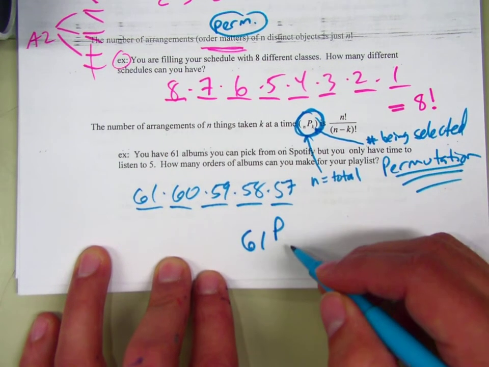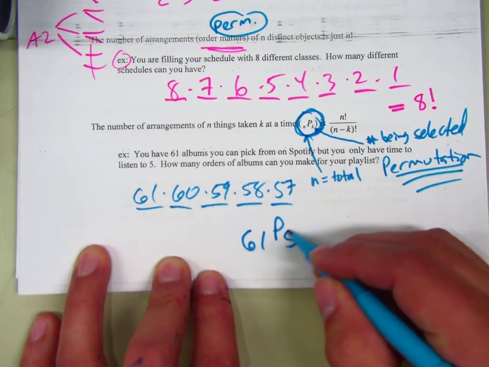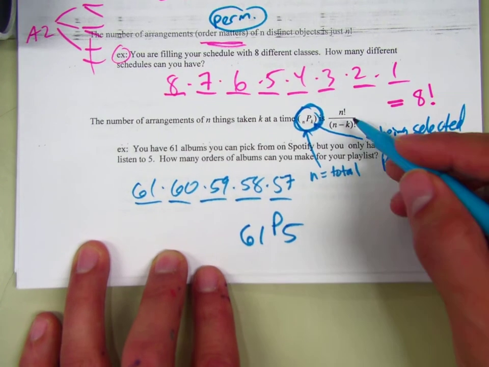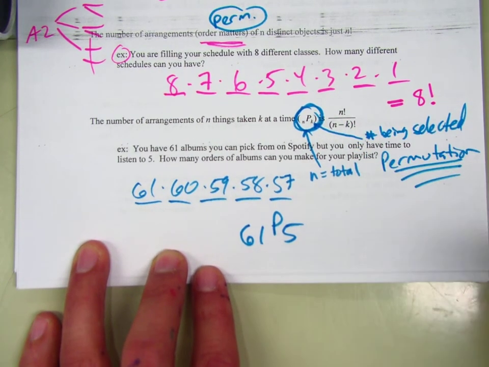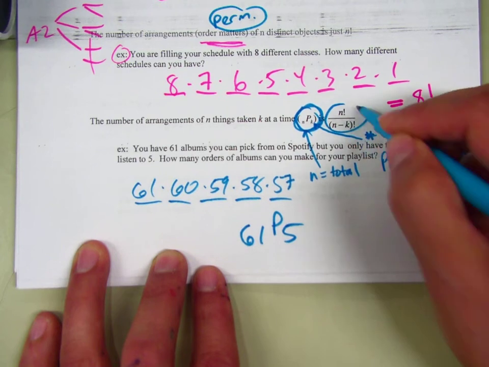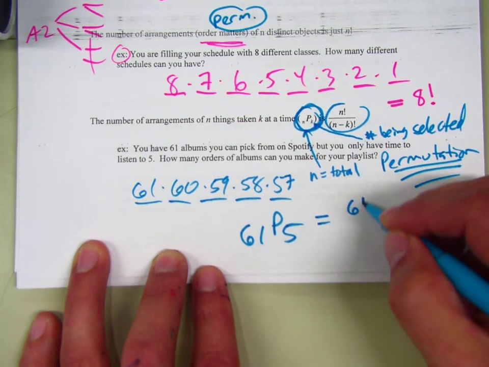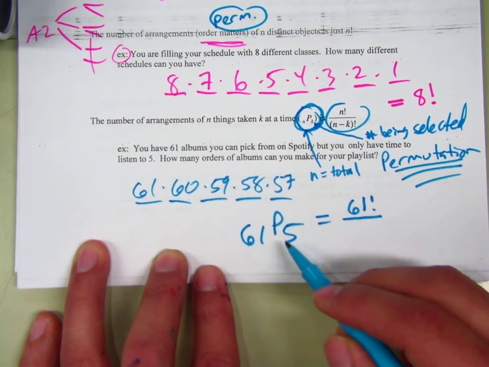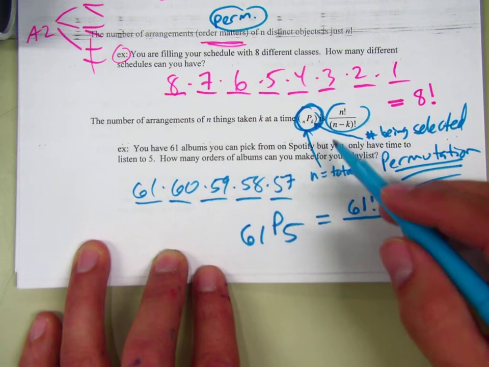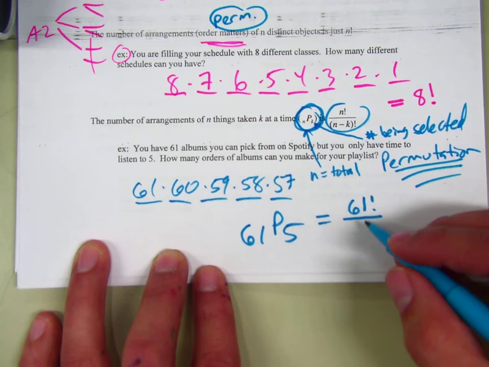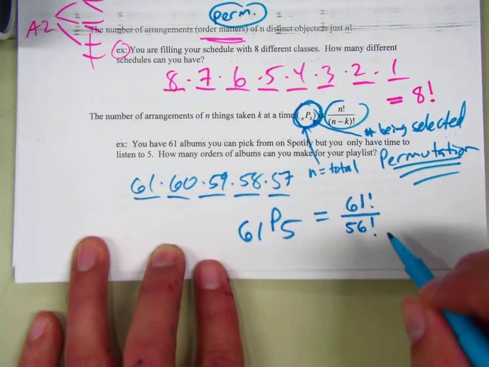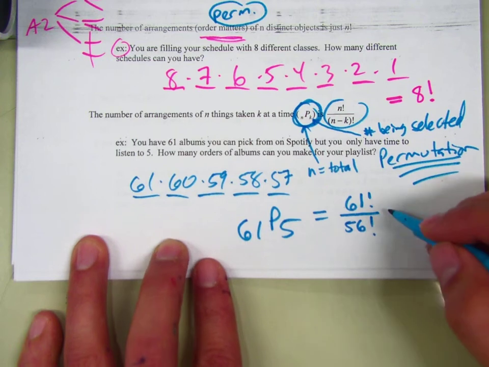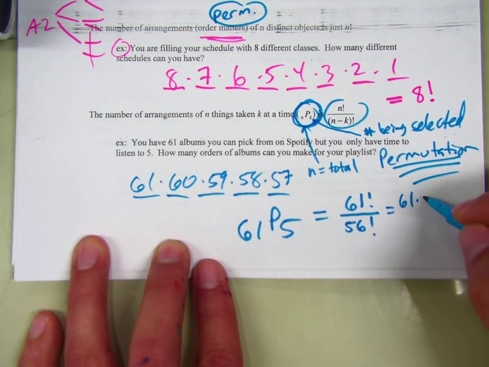61. And then how many are we selecting? 5. So it'd be 61P5. There's a formula for it that you can do by hand, but the calculator will do it for you. If you do the formula, you would fill in 61 factorial for the numerator, and then 61 minus 5 is 56 factorial.